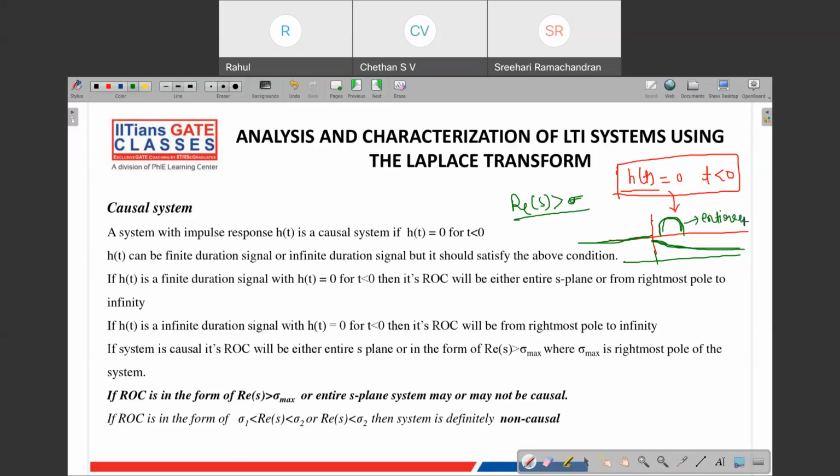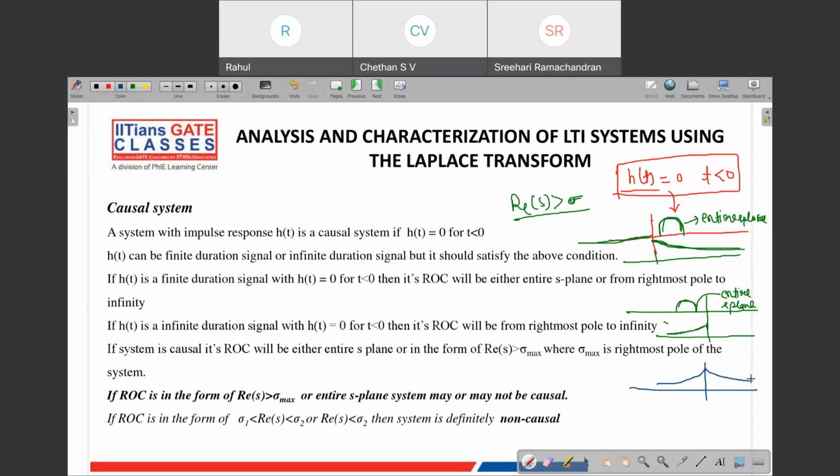Entire s plane. Now let's take the case when your signal is of finite duration, but it is on the left side. In this case also it will be the entire s plane, but it will be non-causal. And the last case is when it is like this. In this case also it will be non-causal, and there is one more case, it is two-sided. Then also it is non-causal.